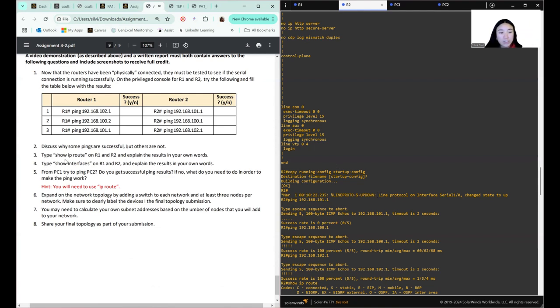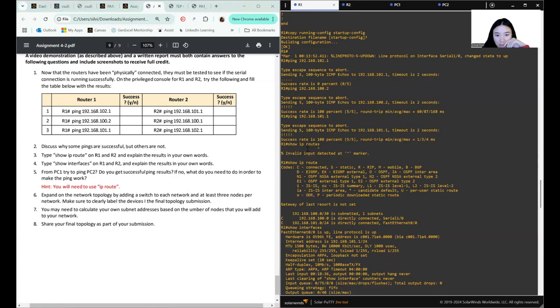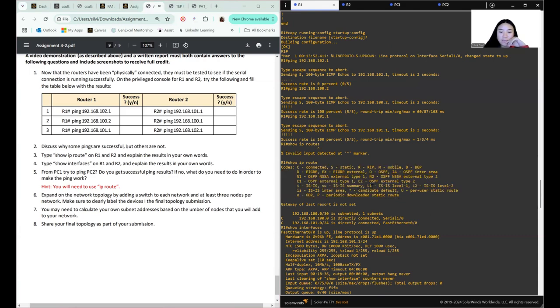And so, moving on to questions 3 and 4, it's basically to describe what show IP route and show interfaces are, or what the results would be. If we take a look here, right here, show IP route gives a list of codes, which helps you understand what show IP route is. The show IP route command displays the routing table for each of the routers, so router 1 and router 2.